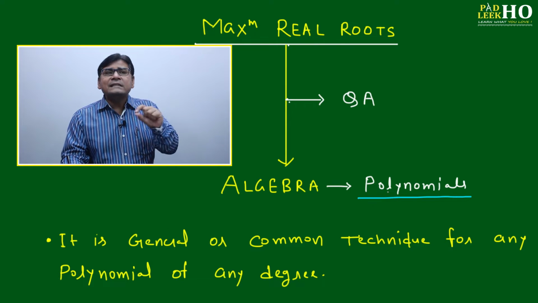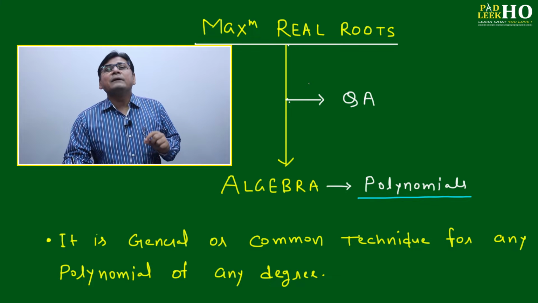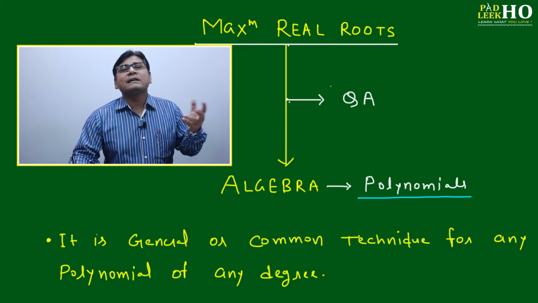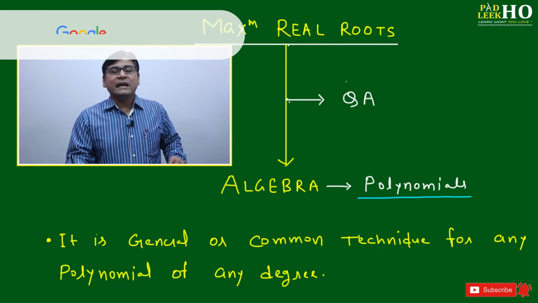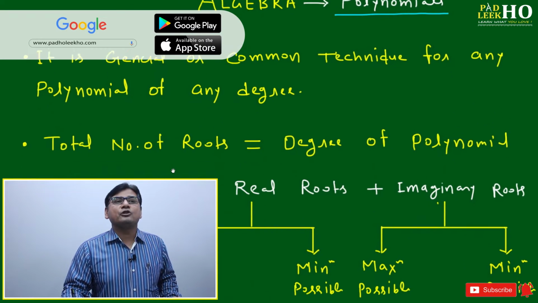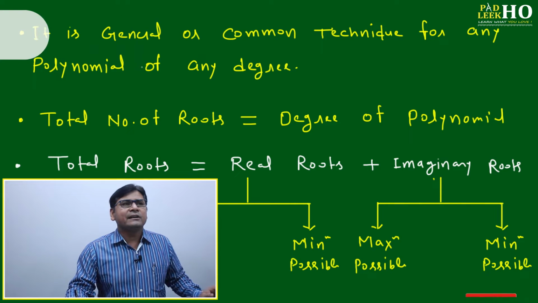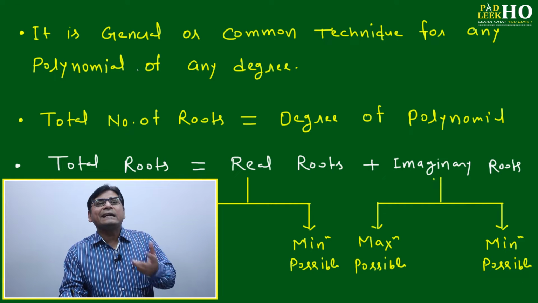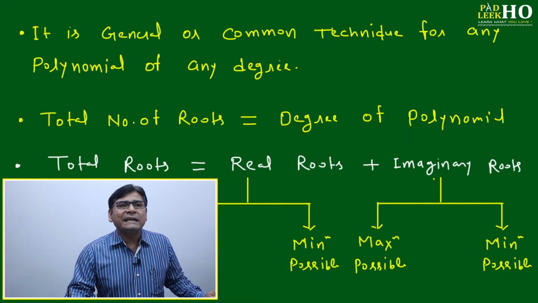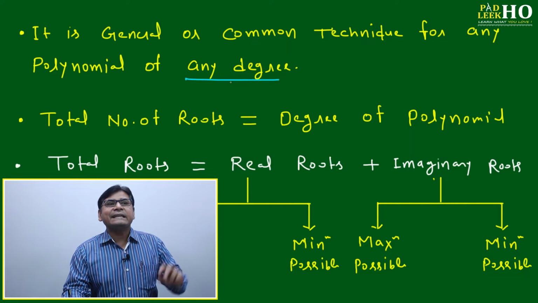Polynomials are one of the most important areas, and through this master stroke we will learn how to find the roots and how to find the maximum real roots. That will give you a very good idea of how to deal with polynomials and how to reconnect polynomials with geometry. First, we'll try to understand what a polynomial is and what terminology like real roots means. It is a general, common technique for a polynomial of any degree. Here degree is immaterial. This technique is common.